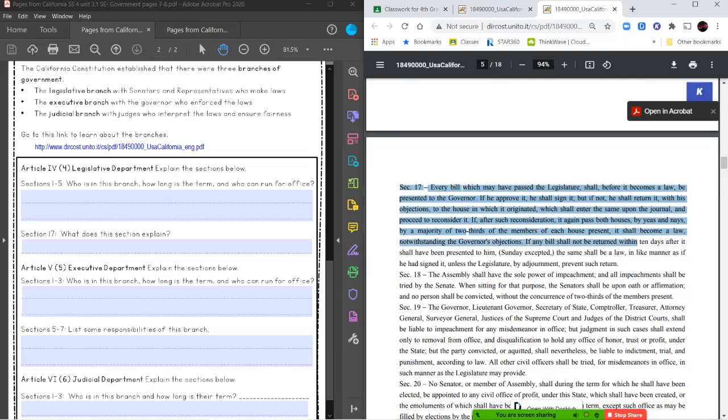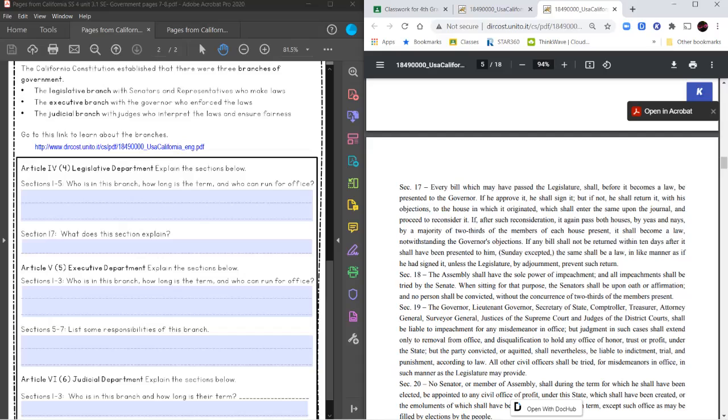Now section 17 over here, you can see, is a bit lengthy, a bit longer than the other ones, but we're going to read through it together. Every bill which may have passed the legislature shall, before it becomes a law, be presented to the governor. Okay, so that's the first bit. So every bill, a bill is when you are proposing or suggesting a law. Every bill, before it becomes a law, has to be shown to the governor.